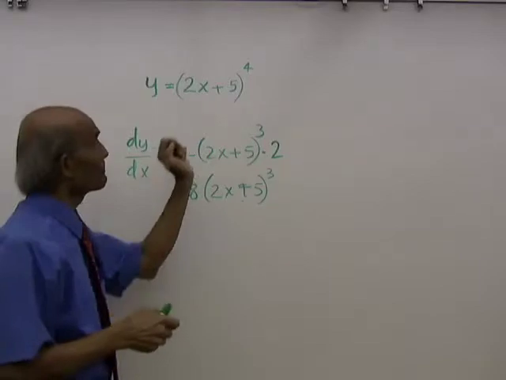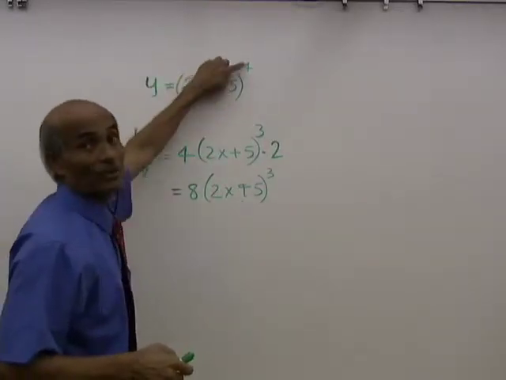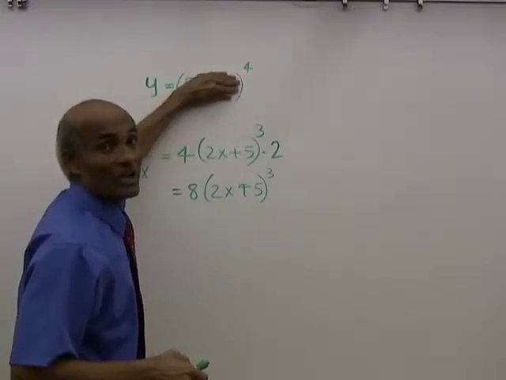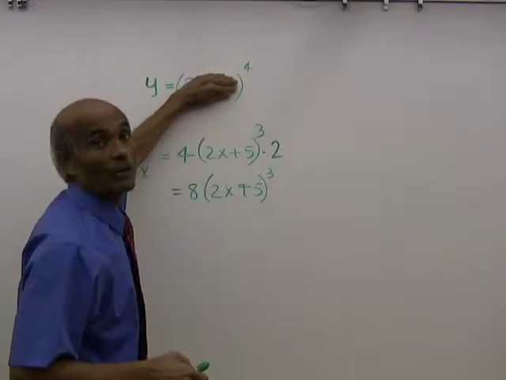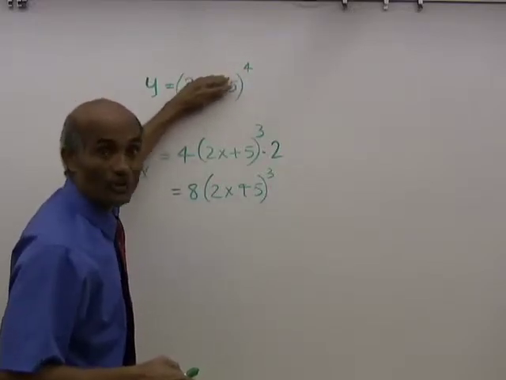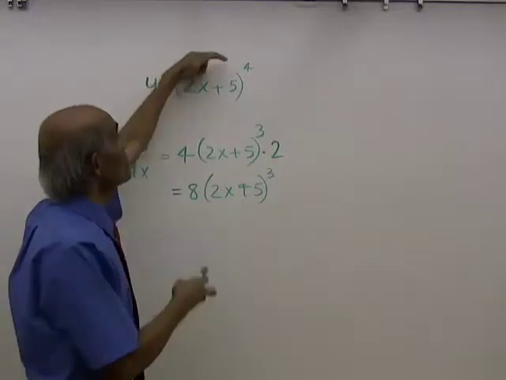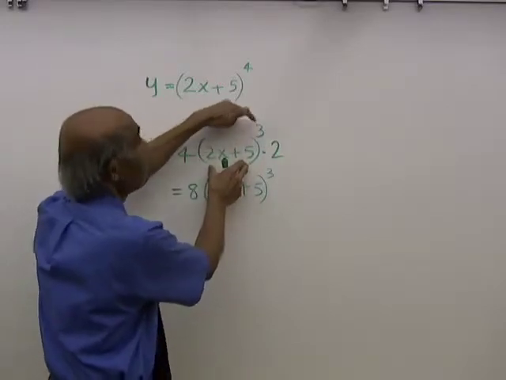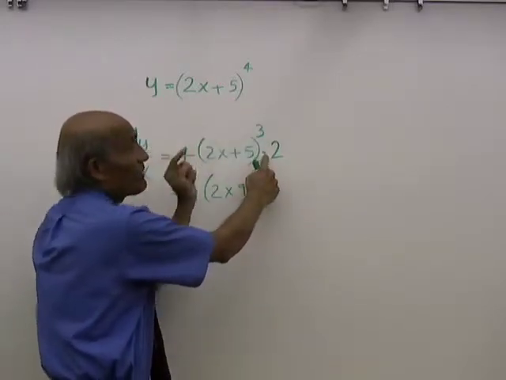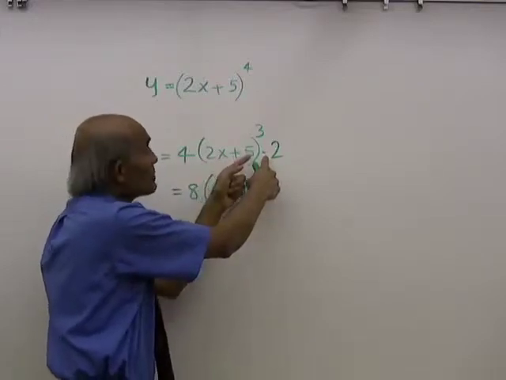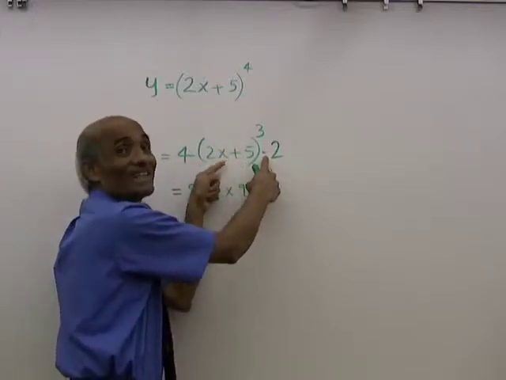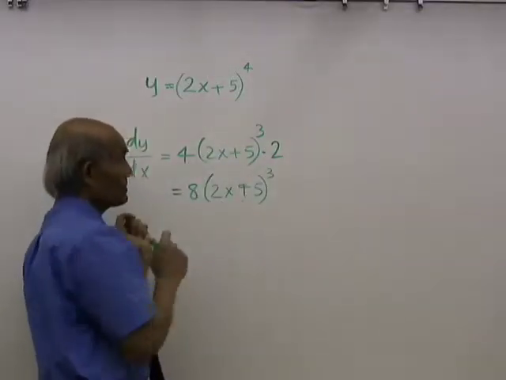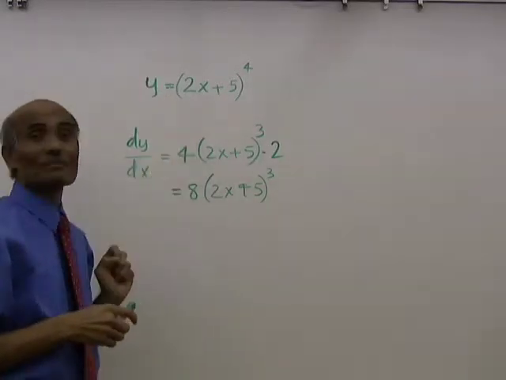How? One more time. We have a quantity raised to the power of 4. So treat this as whatever inside here is raised to the power of 4. Use the power rule for that quantity. So dy by dx is 4 times 2x plus 5 to the power of 3. And now we are not finished. You've got to multiply with what? The derivative of that quantity. Derivative of 2x plus 5, which is 2. And that will give you the derivative of our original expression.